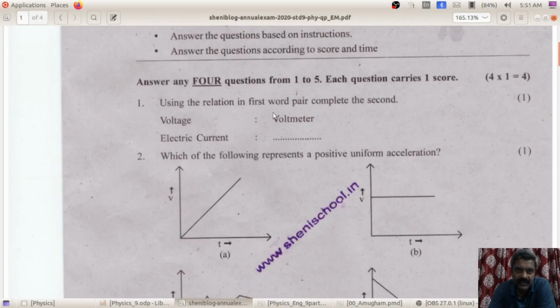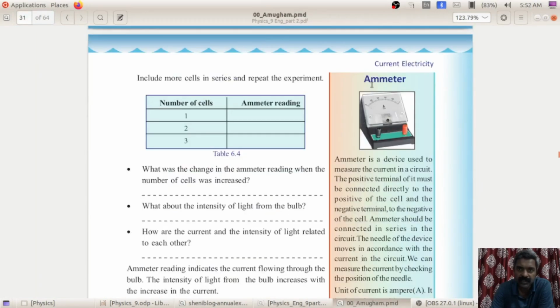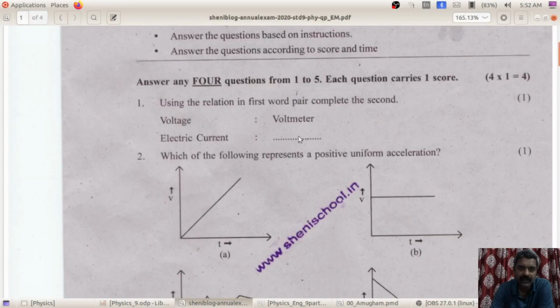Using the relation in the first word pair, complete the second. Voltage, voltmeter, electric current, dash. Voltmeter is used to measure the voltage. Ammeter is used to measure the current in a circuit. So the answer is ammeter.